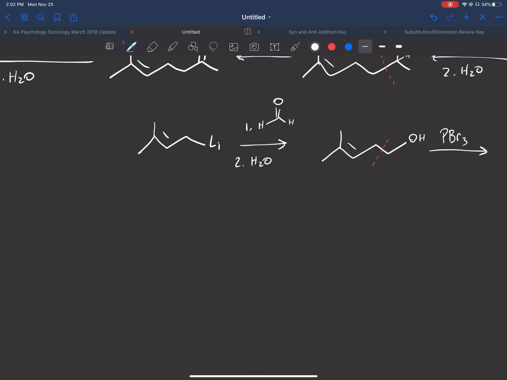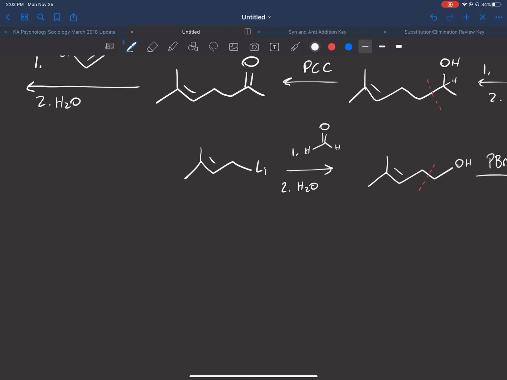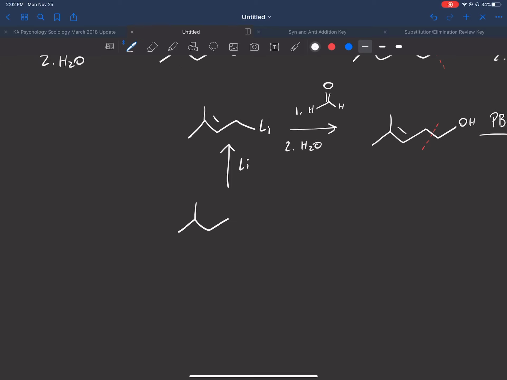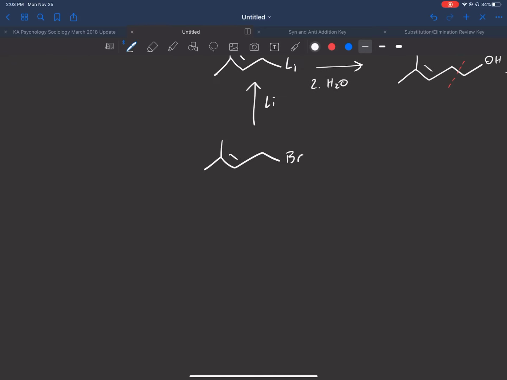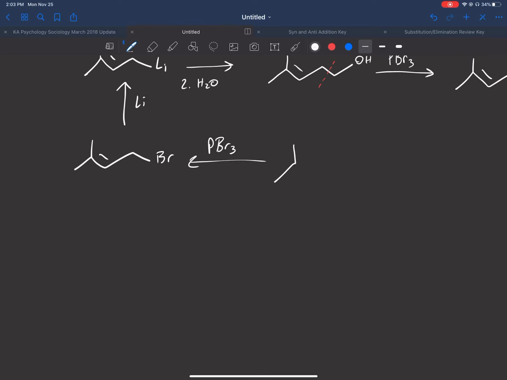Put the Li. 1, 2, 3, 4, 5. Right, so we have 5 carbons right now. So we got to cut this one down. So how exactly we're going to do that again? So let's Li. Put the Br. Right. Again, we're going to want to put PBr3. Turn it into an OH.